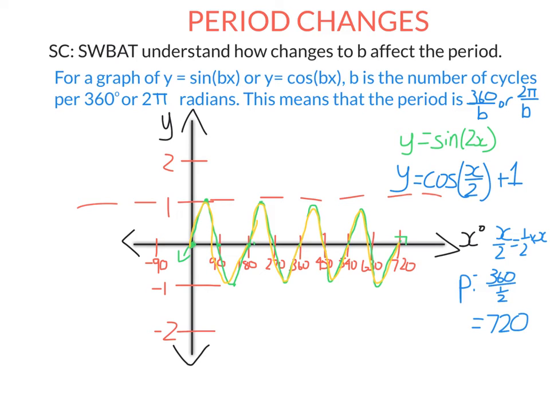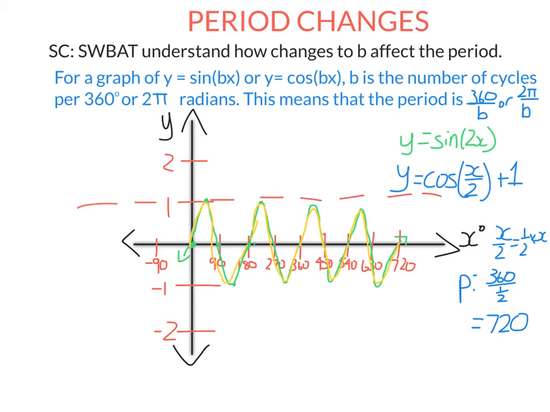What this means is, cos normally starts here and then it goes down. It completes a cycle in 360 degrees. This half means it's only going to complete half a cycle in 360 degrees. It's going to take until 720 degrees to get a full cycle.